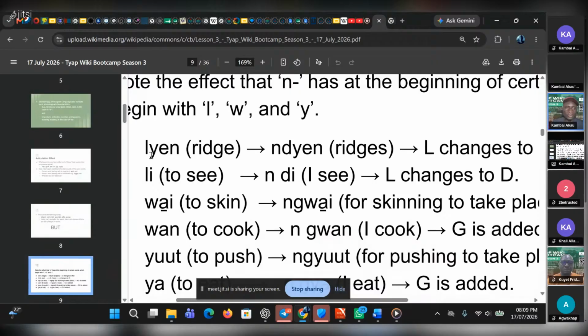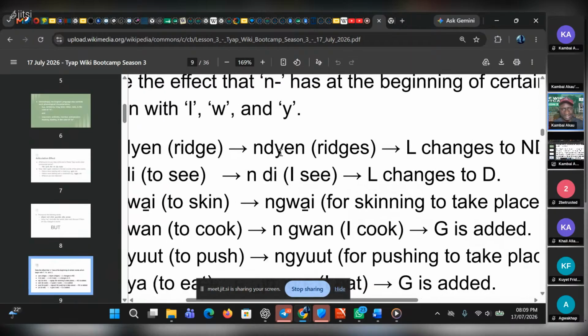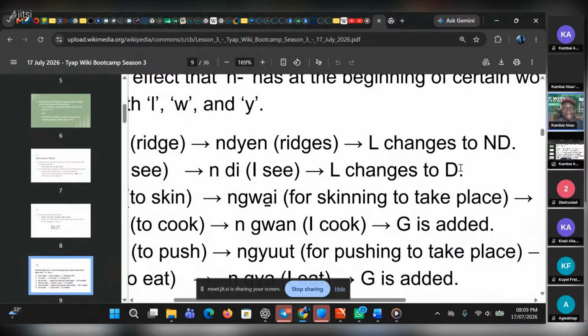And then we also have this one word. If you are making it plural, you have to add an nd in place of l. So instead of lien, you are having ndien. That's one word, but this is two words. You are having only a D added.